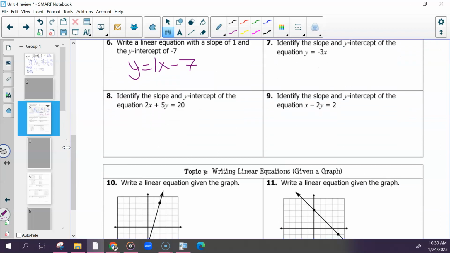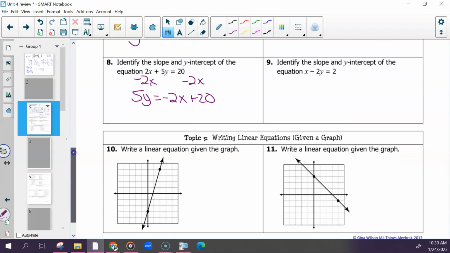So for 8, we have to identify the slope and y-intercept. We can't do that from this. We need to convert it first. How do we do that? How do we get it back to slope-intercept form? Lily? We have 5y. Go ahead and switch these so the x term comes first. And then we have y equals negative 2 over 5x plus 4.